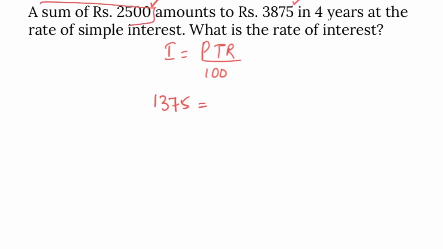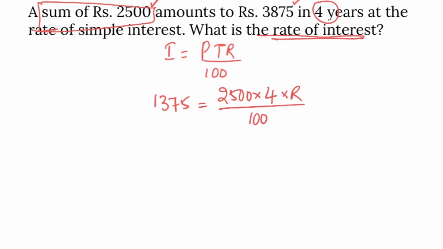P is the amount borrowed, a sum of 2500 rupees, and time period is 4 years. Rate of interest is required. What is the rate of interest? Rate of interest is required, divided by 100.